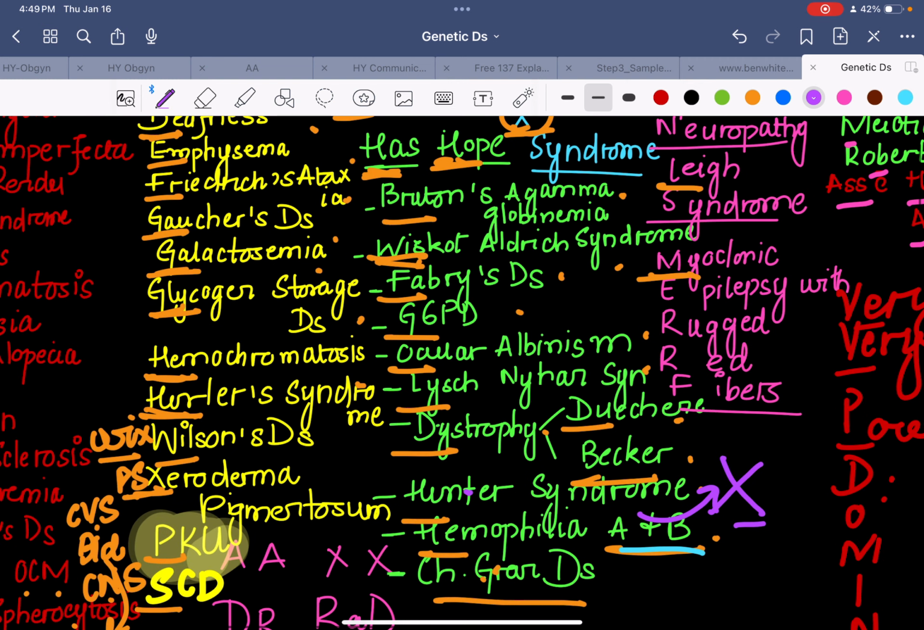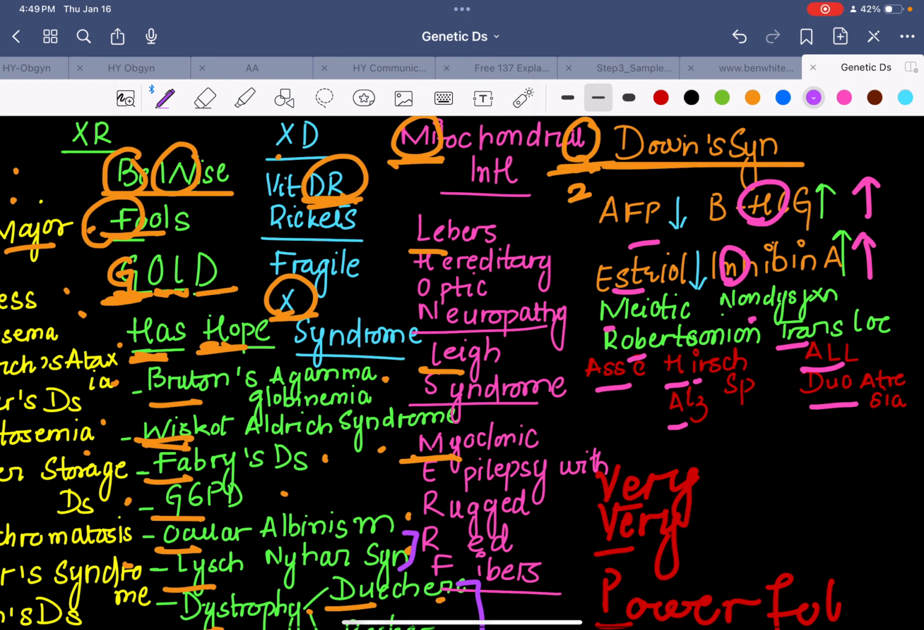So whenever you have a boy having a hereditary disease on your exam, always remember B, Wise Fools, Gold Has Hope, right? So it can be Bruton's or it can be Wiskott-Aldrich, Fabry's, G6PD, most likely, right? It can be a girl, really, but most likely ocular albinism, Lesch-Nyhan, dystrophy such as Duchenne and Becker, and you already know that mostly boys are affected by the Lesch-Nyhan as well as the dystrophy, Duchenne and Becker, as well as hemophilia, right? And Hunter syndrome along with chronic granulomatous disease.